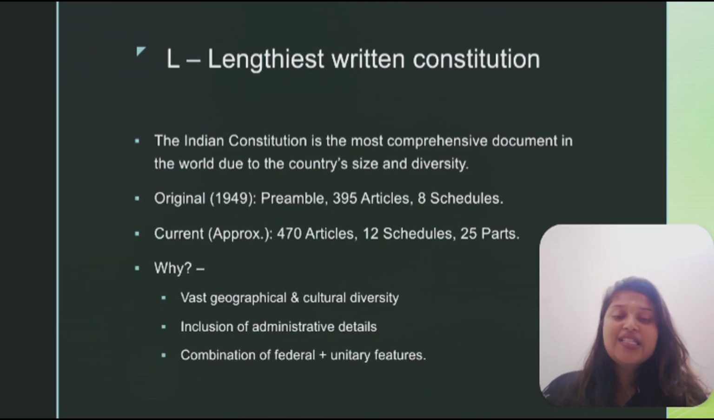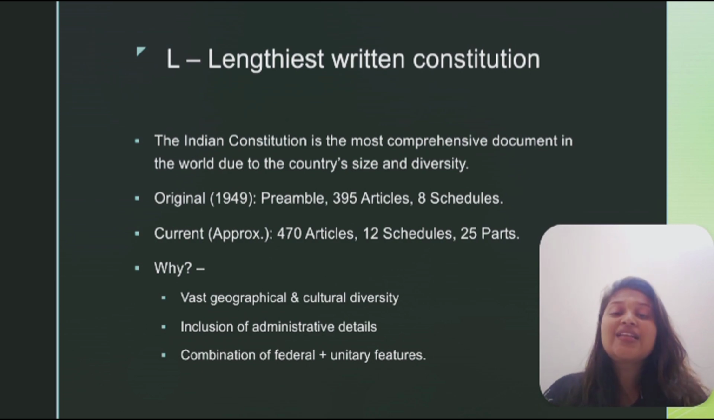So first, the Indian constitution is the lengthiest written constitution in the world. Which is the lengthiest written constitution? It is not the US, it is not the Canadian constitution, it is the Indian constitution which is the lengthiest written constitution all around the world. Originally, at the time of enforcement, we had 395 articles, 22 parts and 8 schedules, and currently we have 470 articles, 12 schedules and 25 parts.